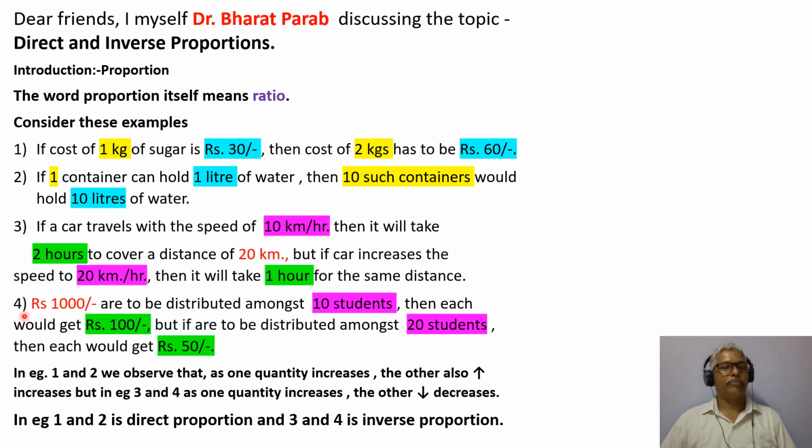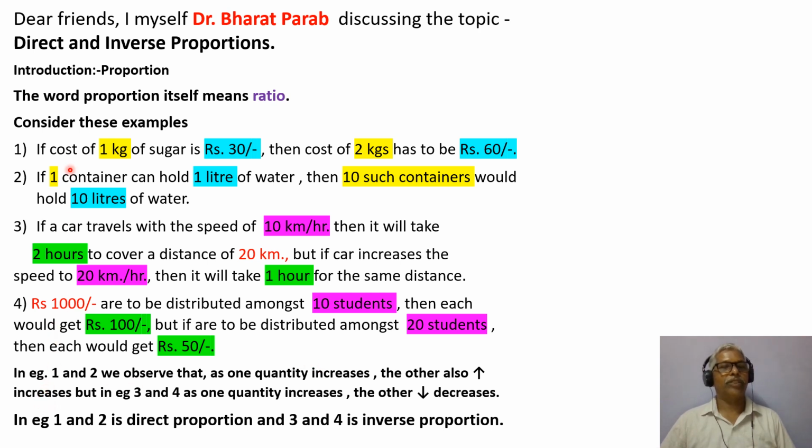And fourth one, rupees 1000 are to be distributed amongst 10 students. Then each will get rupees 100. Very simple. But if this is constant, that these rupees are to be distributed amongst 20 students, then each would get rupees 50. What have you observed in this?